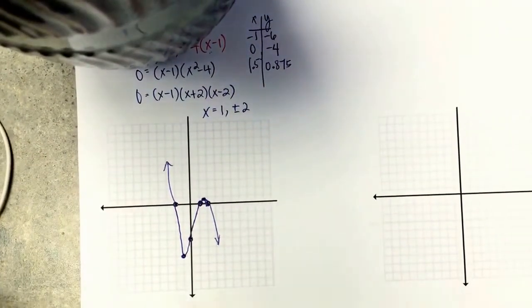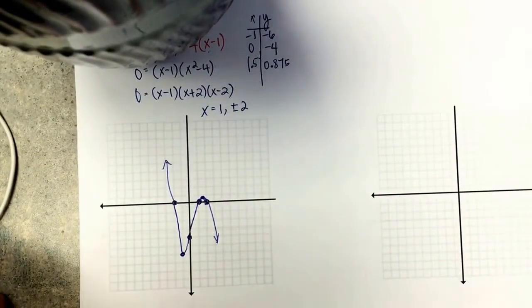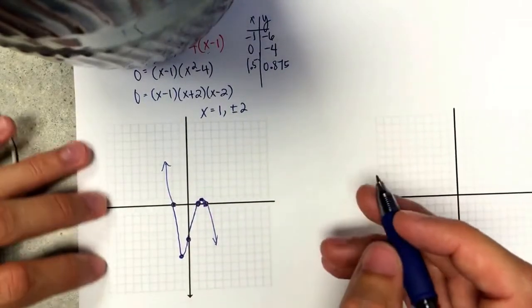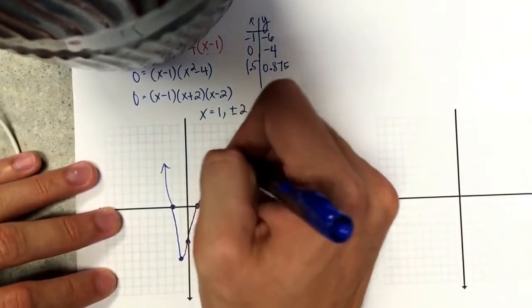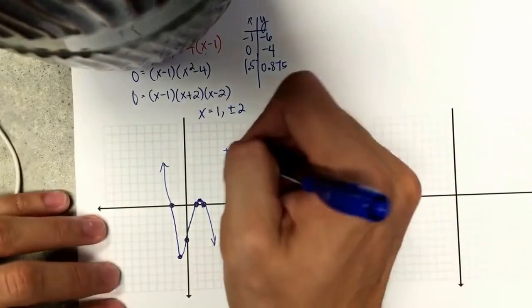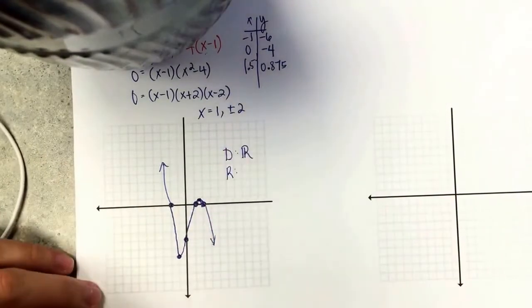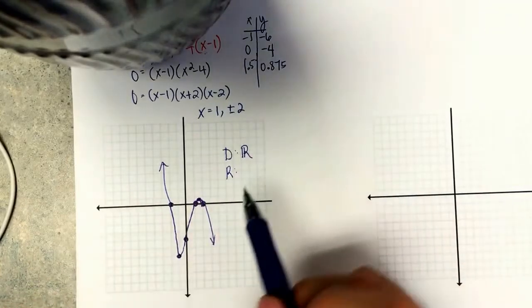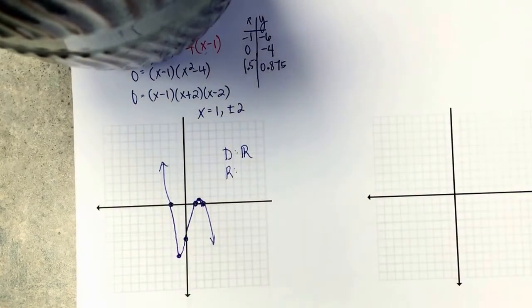And there's what my curve looks like. The last thing I'm going to tell you to do on every problem: domain and range. Anytime we graph a polynomial, we're talking about all real numbers as the domain. Anytime we graph a polynomial, it depends on what the polynomial looks like when we determine the range.